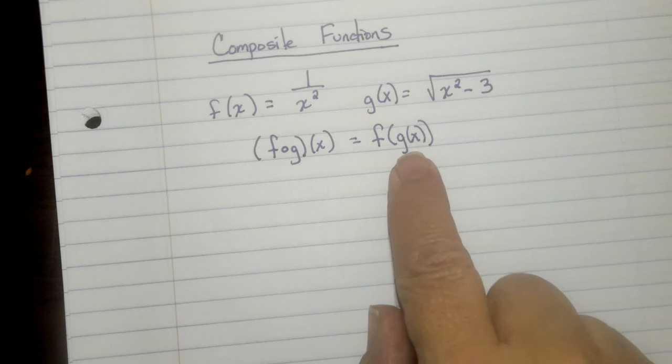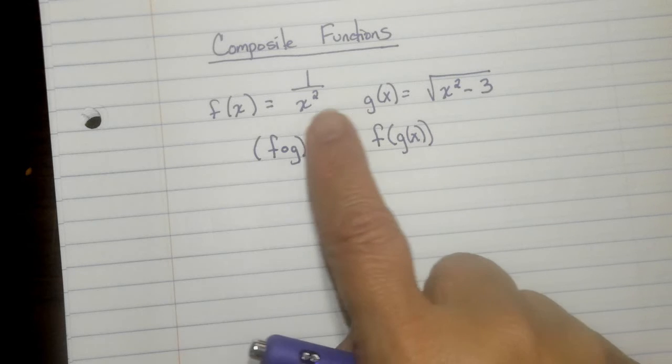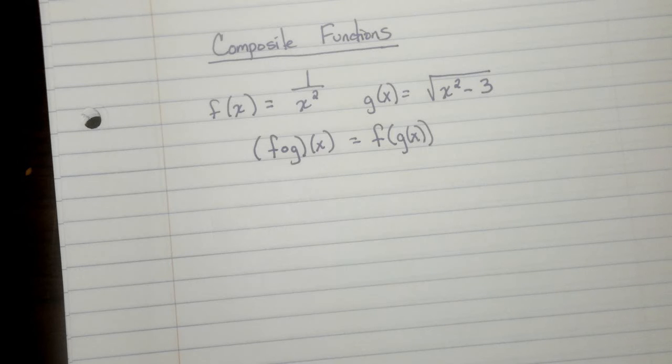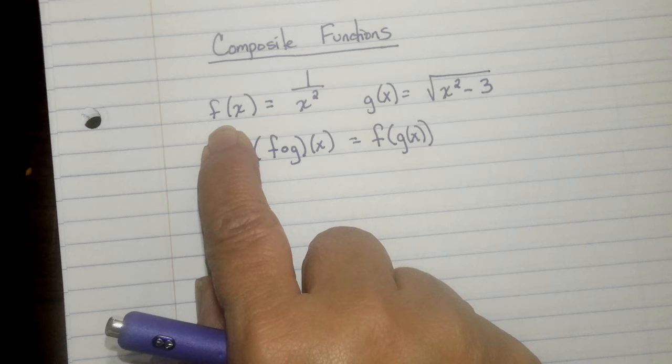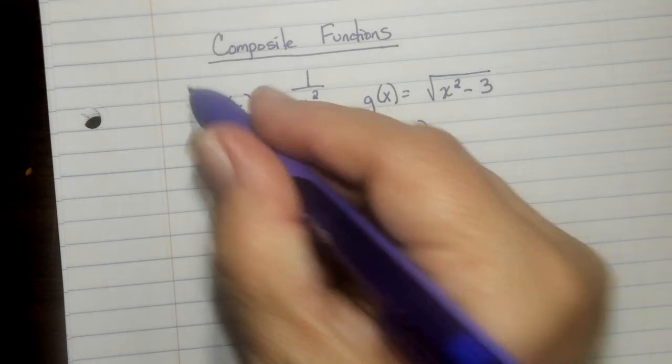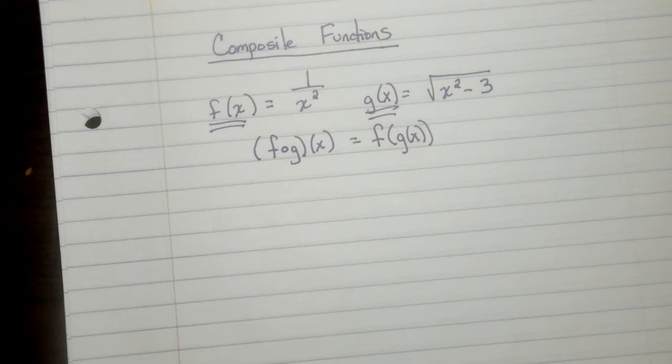So it means that I'm taking my x, plugging it into g, then I'm taking that output and plugging it into f. And make sure that you're just paying attention to your labels and which one is which. So here's my f of x, and here's my g of x.